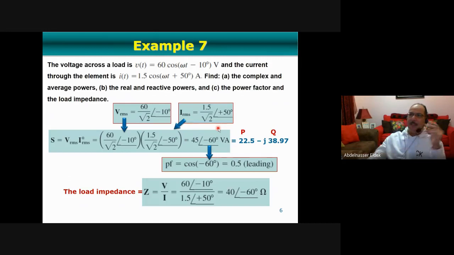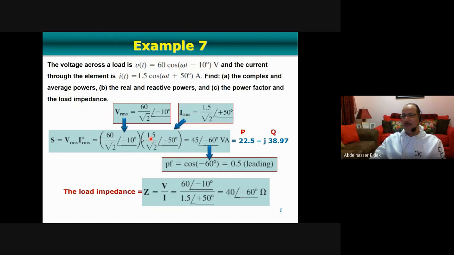For this example, we have the voltage and the current as given, and we need to find the complex and average power. We just use the formula S equals V root mean square times I root mean square conjugate. The voltage is 60 at an angle of -10 degrees, so the root mean square is 60 divided by square root of 2. For the current, it is 1.5 divided by square root of 2, and the angle is supposed to be positive, but because it is conjugate, it has to be negative.